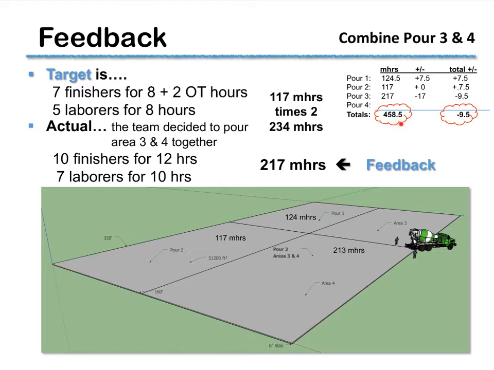So if we look at the feedback for the job, we've got 458.5 man hours, and we were under 9.5 man hours for the whole project. The target was 468 man hours. The savings was 9.5 man hours. So the feedback is we beat the budget.